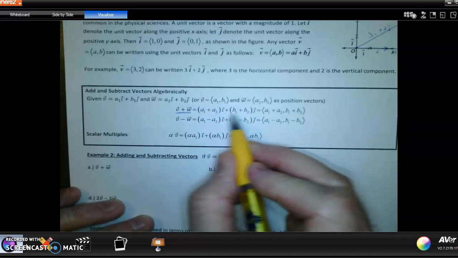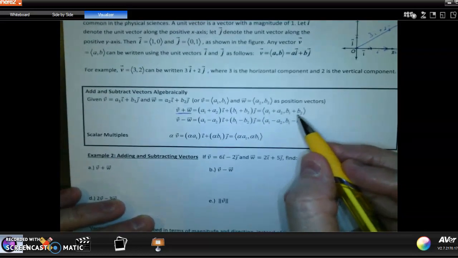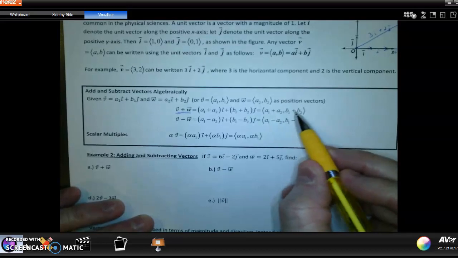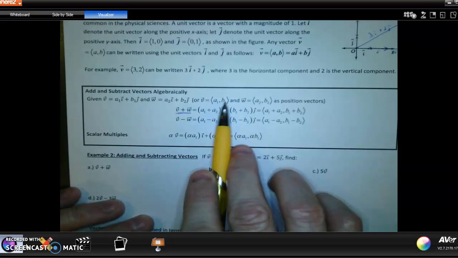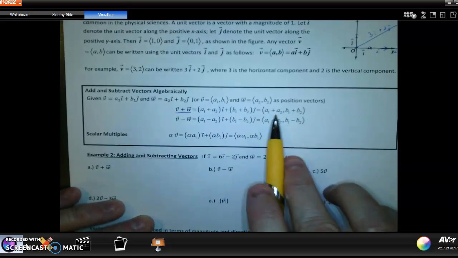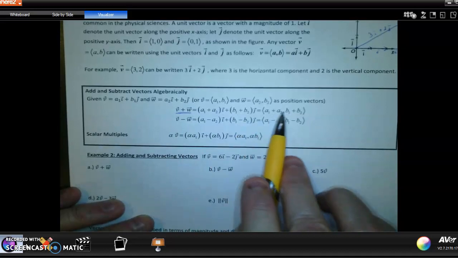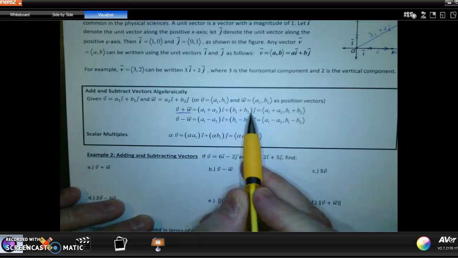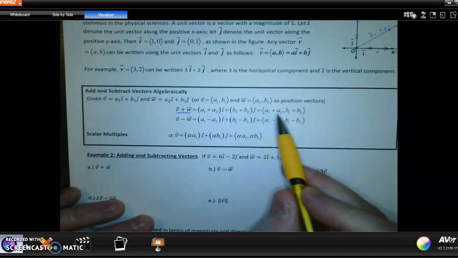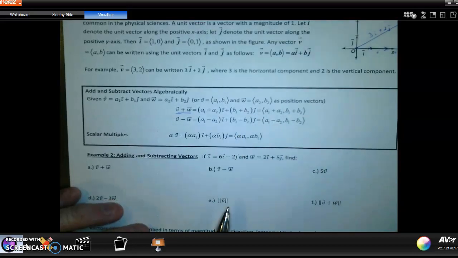This is using unit vectors. This is using position vectors over here. Okay, so with position vectors, you do the same thing. You add the two x coordinates, you add the two y coordinates, and that would be your new vector. Okay, so don't look at this as one big thing. This is how you find the answer if you have unit vectors, and this is how you find the answer using position vectors. These are two separate ways of doing this.